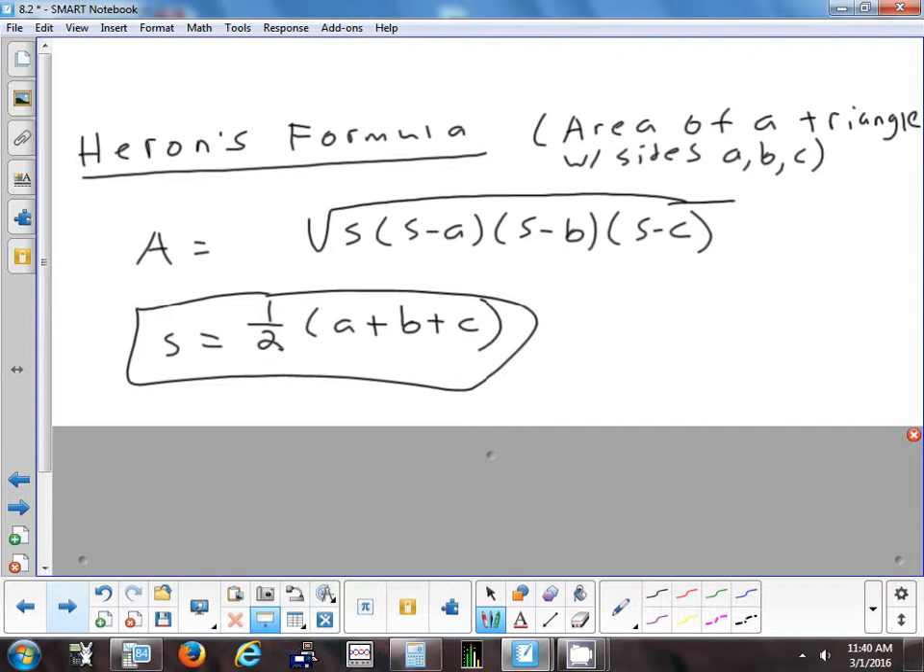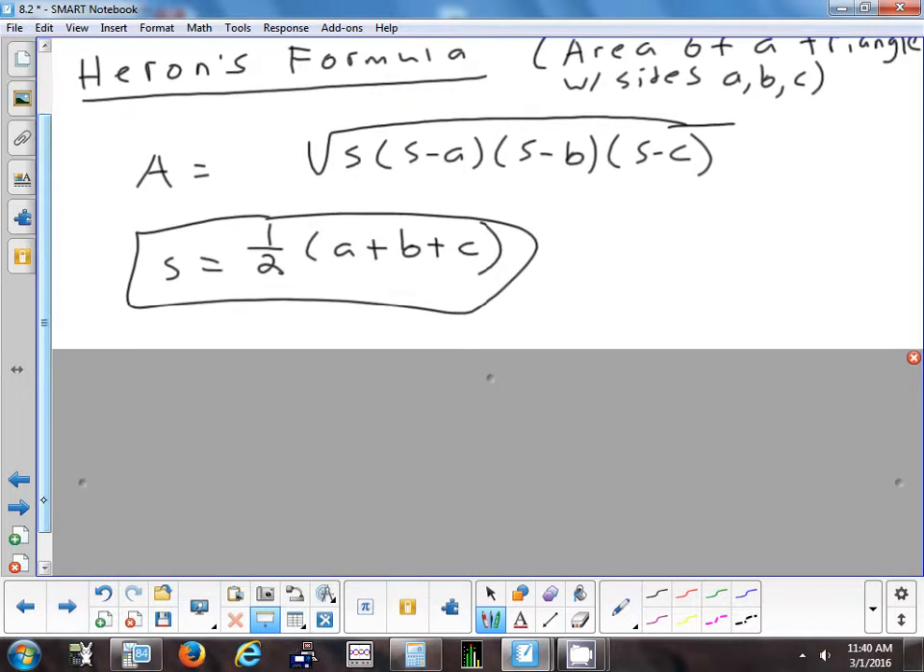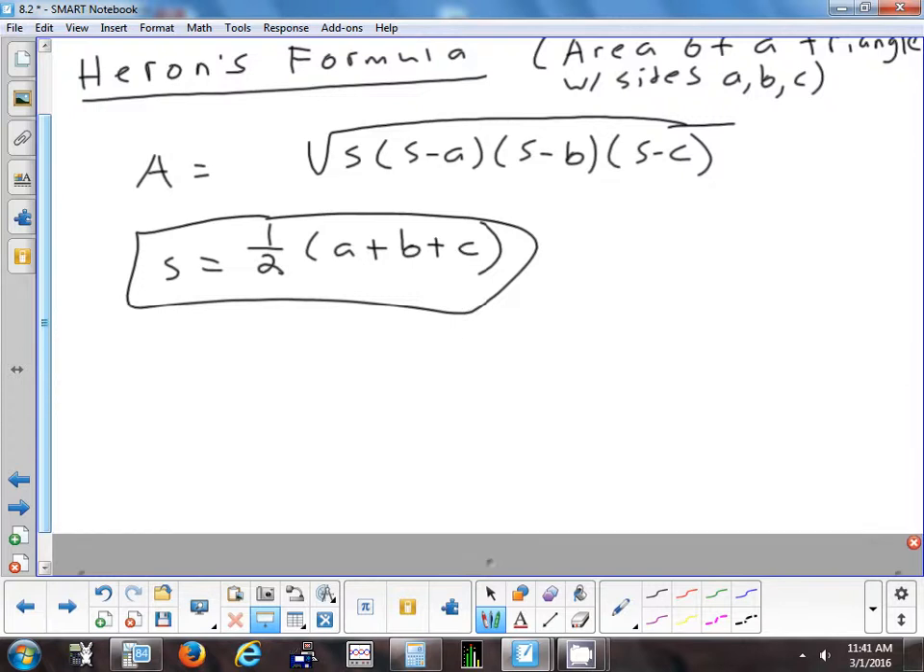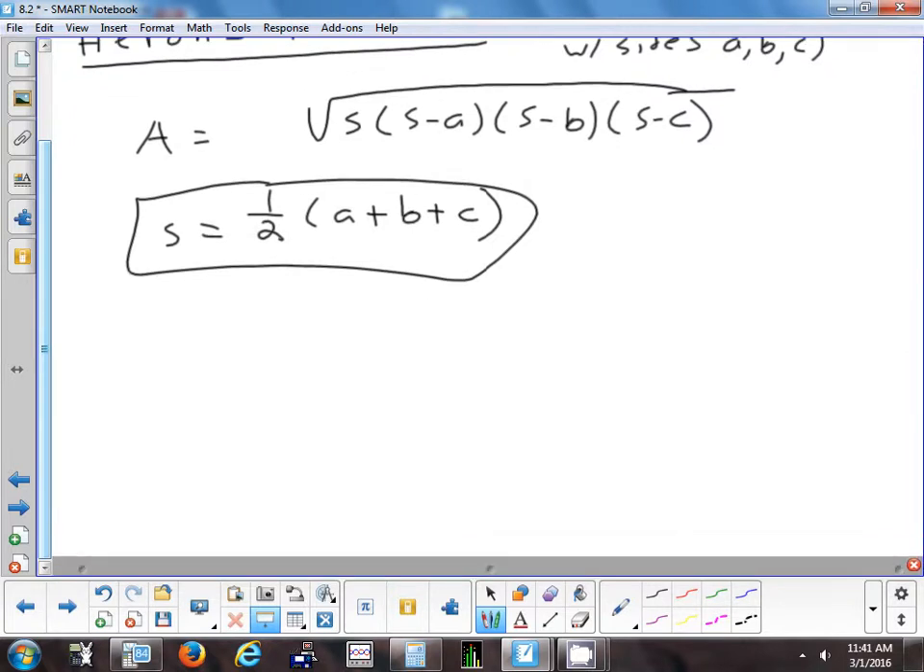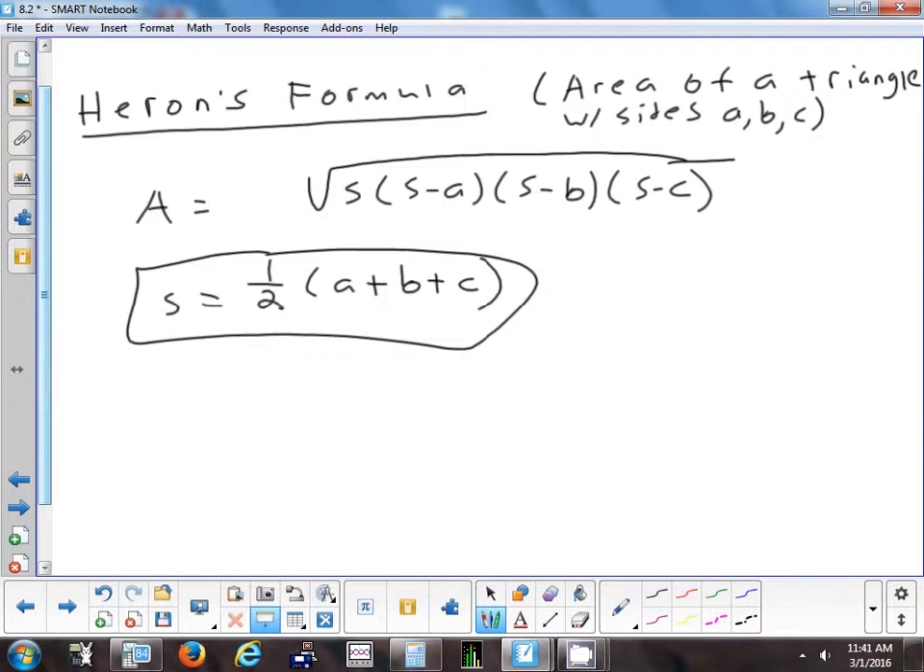So if you have a problem and the sides are not labeled, it doesn't matter which side is A, B, or C. You have to do S minus every side. It doesn't matter the order you do it in. And this is called Heron's formula, based on the law of cosines. Does everybody have the formula?